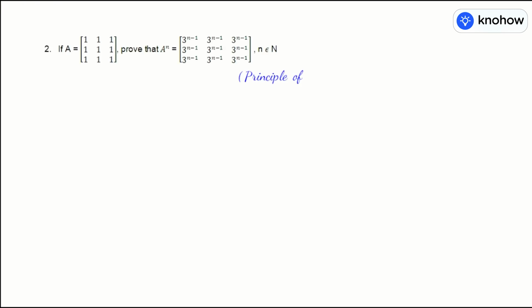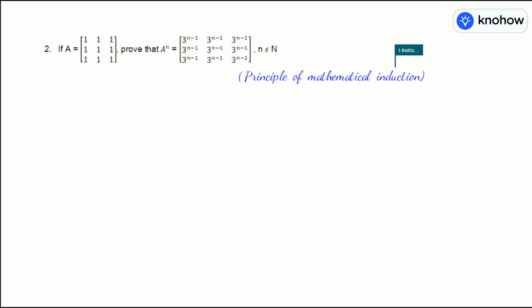A is a squared matrix of third order with each element equal to 1, that is [1 1 1; 1 1 1; 1 1 1]. We have to prove that A to the power n is again a squared matrix of third order, each element being 3 to the power n minus 1. Like question 1 of this exercise, this also will be done using the principle of mathematical induction.